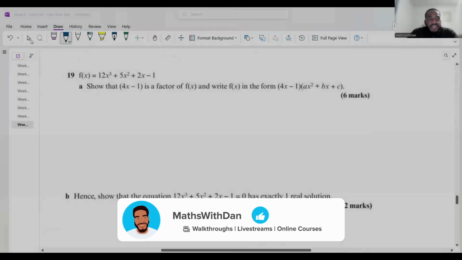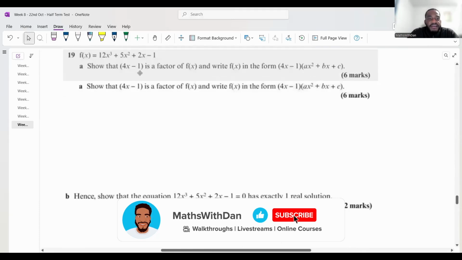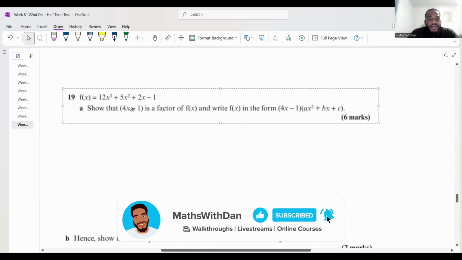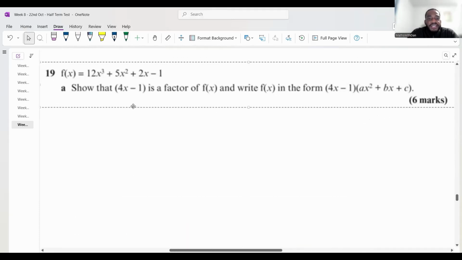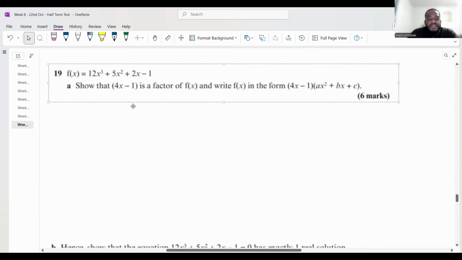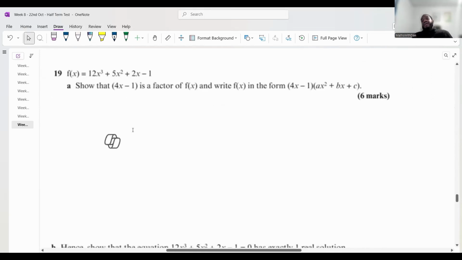It says f of x is equal to 12x cubed plus 5x squared plus 2x minus 1. So show that 4x minus 1 is a factor of f of x and write f of x in the form (4x minus 1)(ax squared plus bx plus c). So we want to show that 4x minus 1 is a factor.